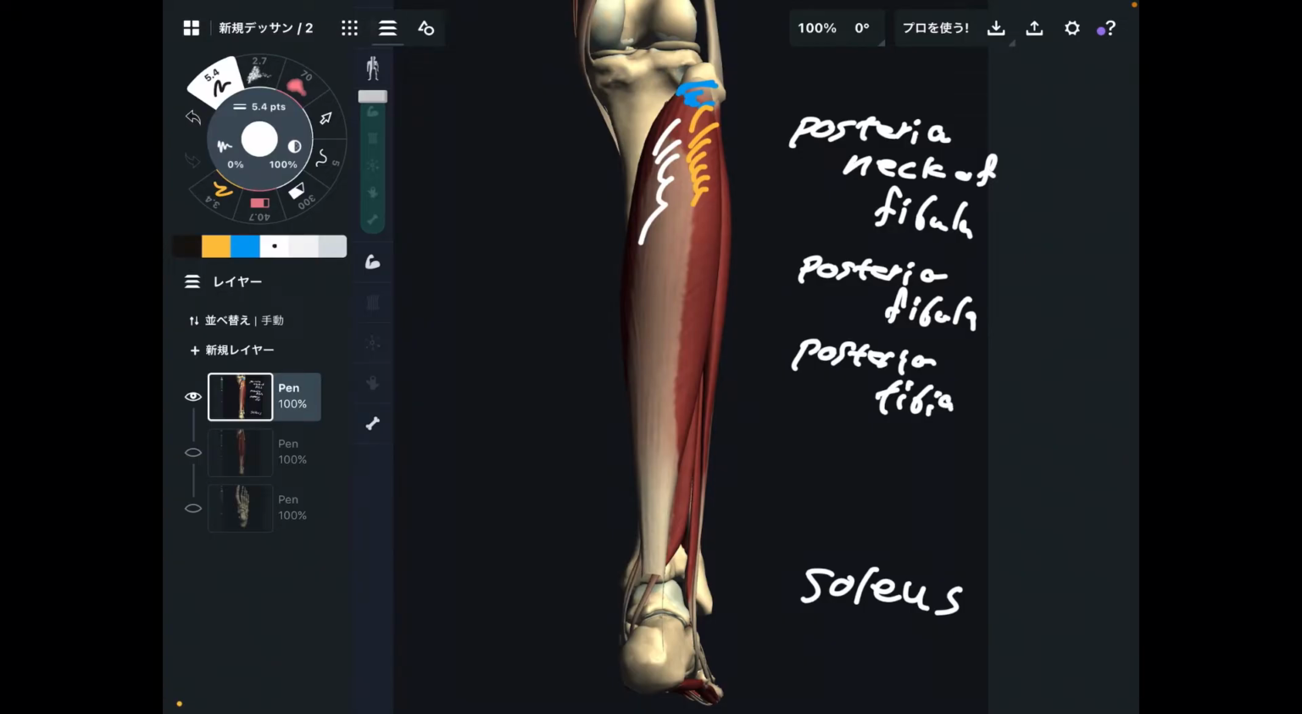It's simple, right? This muscle is literally on back side. Thus, attachment is also on posterior part, back part, right? This is origin. Where is insertion? Insertion is here, calcaneus, very simple.